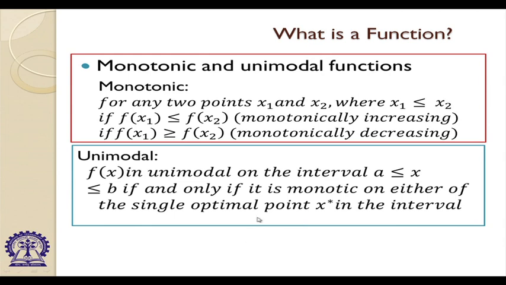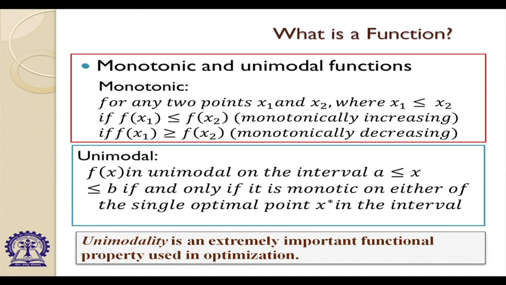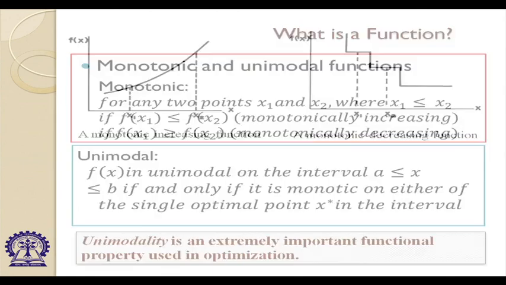In general, let me just say, for any point x1, if I see on one side it is monotonically decreasing and on the other side monotonically increasing, or the reverse, then we can say the function is unimodal. I will show you an example of that. Unimodality is a very important property, as I said, in nonlinear optimization. All right, that is the definition.